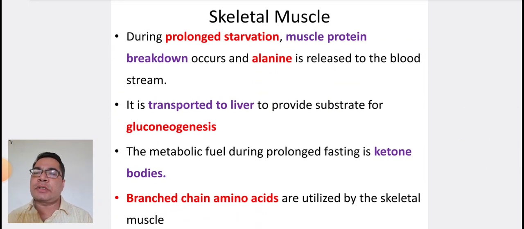During prolonged starvation, muscle protein breakdown occurs and alanine is released into the bloodstream. It is transported to the liver and provides substrate for gluconeogenesis. The metabolic fuel during prolonged fasting is ketone bodies. Branched chain keto acids are utilized by the skeletal muscle.